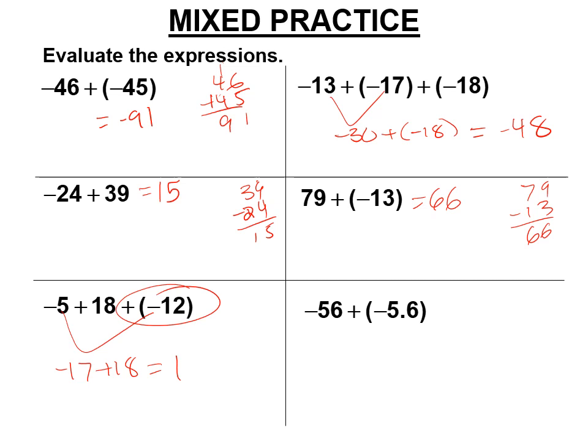Right, negative 56 plus negative 5.6. So 56 plus 5.6, I think this is there to emphasize lining up your decimal points. So they just add up and you get negative 61 and 6/10.